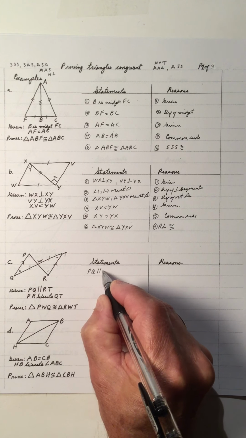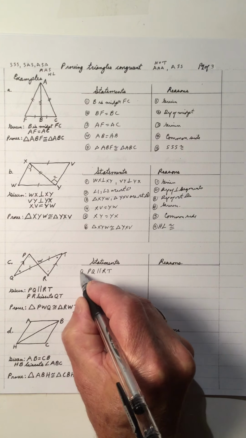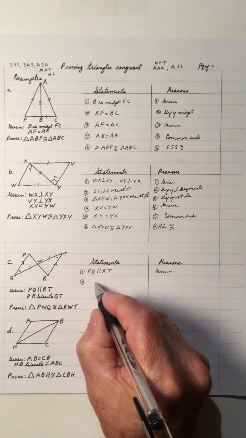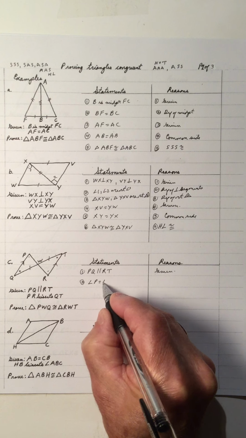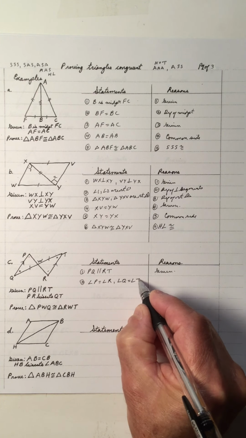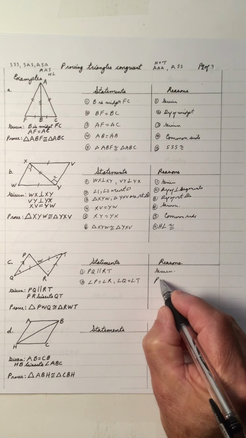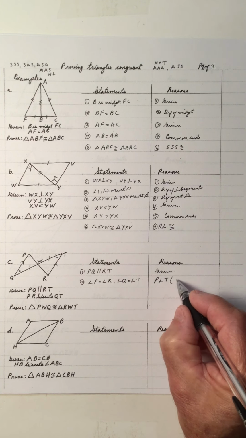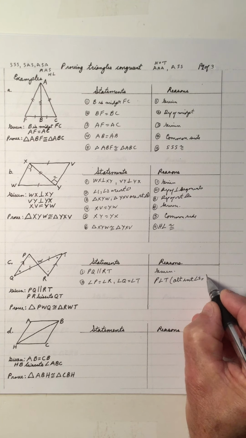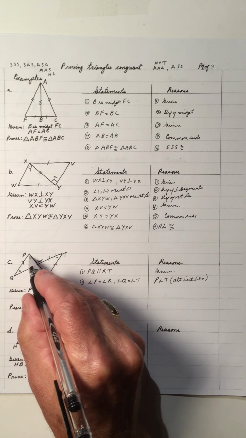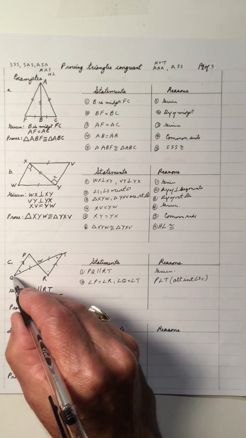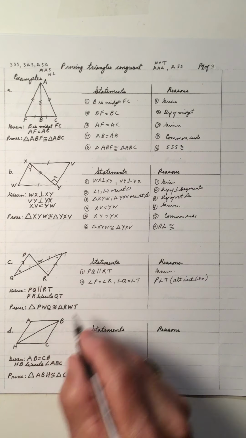PQ is parallel to RT, and that's a given. As a result of that given, I have angle P equals angle R, angle Q equals angle T, and that's called the parallel line theorem, of course alternate interior angles equal. So if two parallel lines are cut by a transversal PR, these alternate interior angles are equal.